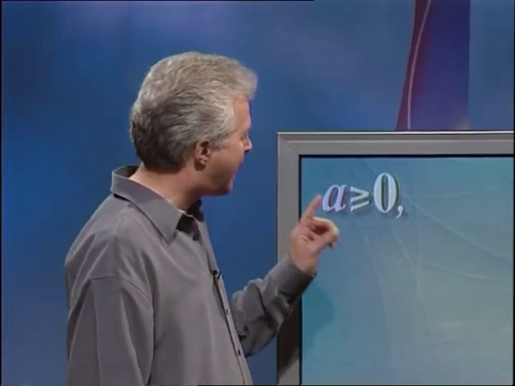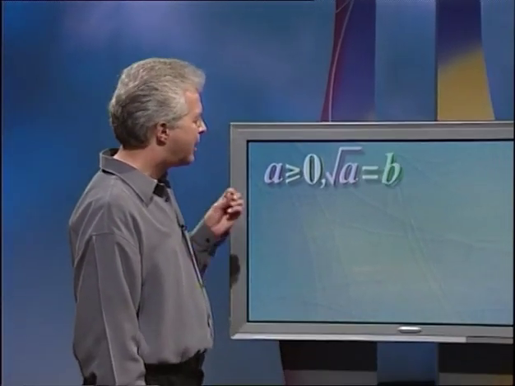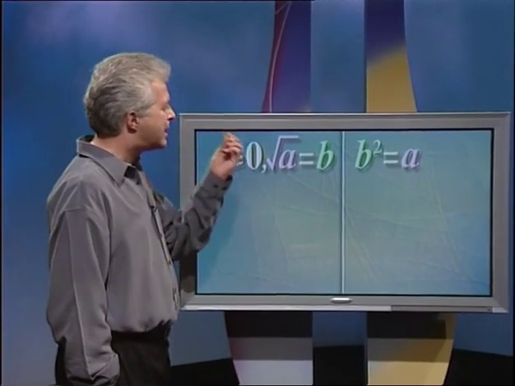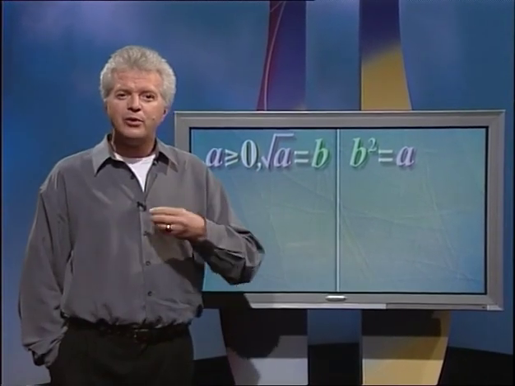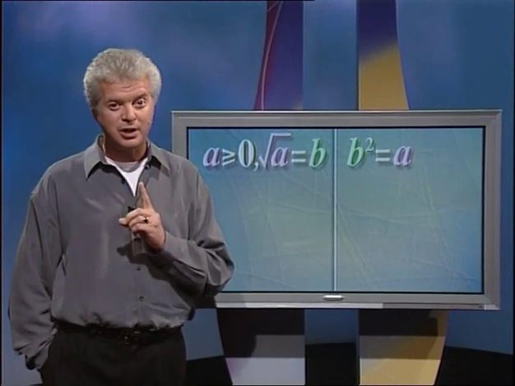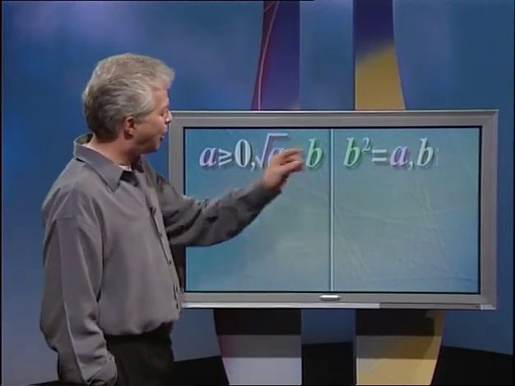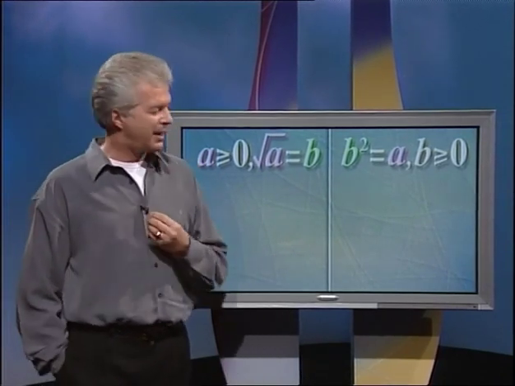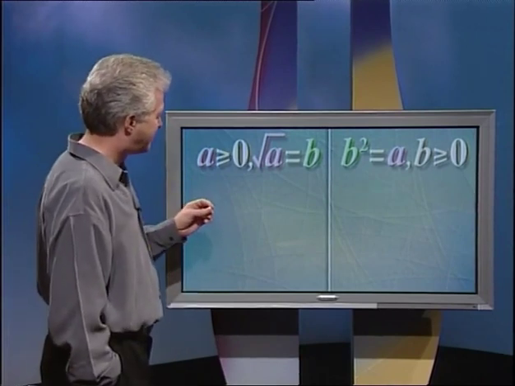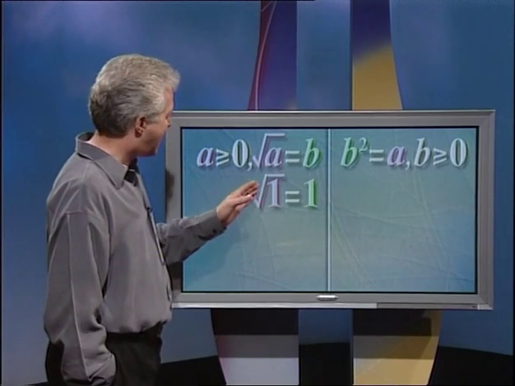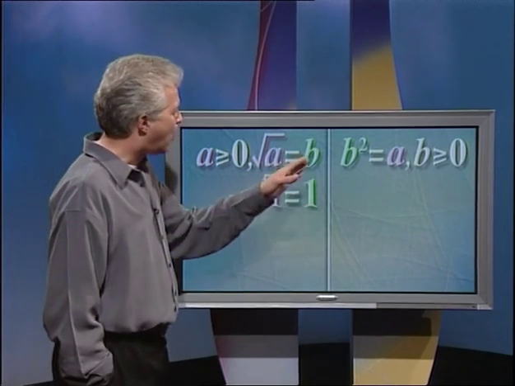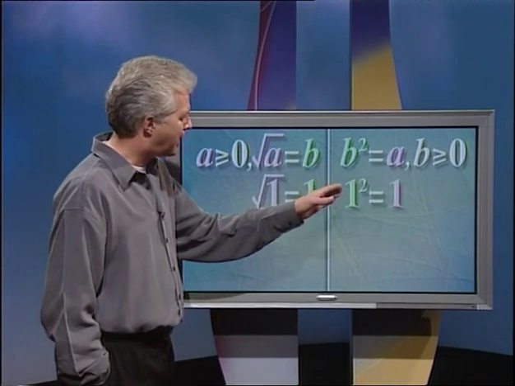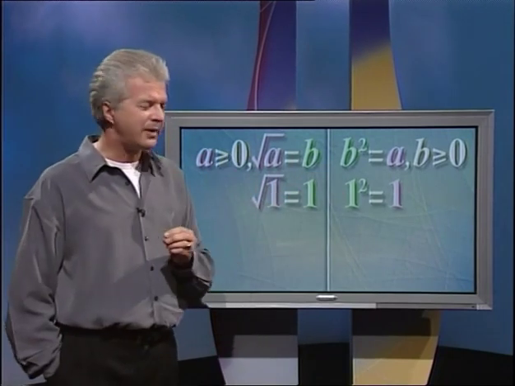OK, there's a convention we use which says that where a is any positive number or 0, then if the square root of a is b, that means that b squared is a. Now, when we write the square root of a, we always mean by convention the positive root. So b is also positive. Let's look at some examples using real numbers to try and clarify that. Suppose a is 1. Well, in that case, the square root of a is b, 1, so that 1 squared would equal 1. Let's try another couple of examples.